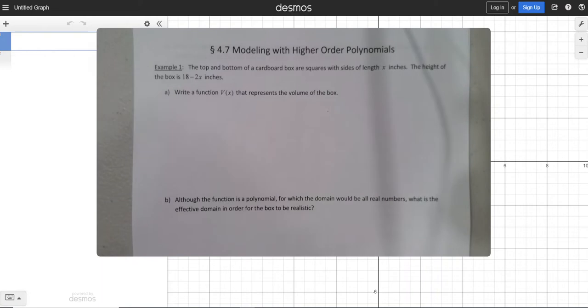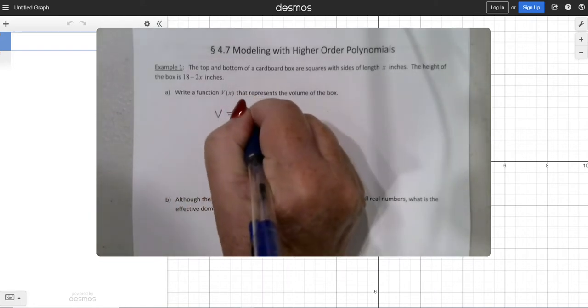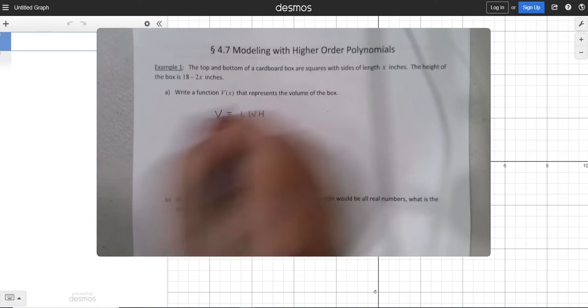The top and bottom of a cardboard box are squares with sides of length x inches, and the height of the box is 18 minus 2x inches. The first thing we'd like to do is to write a function V of x that represents the volume of the box. So I know that in general, the volume of a box is length times width times height.